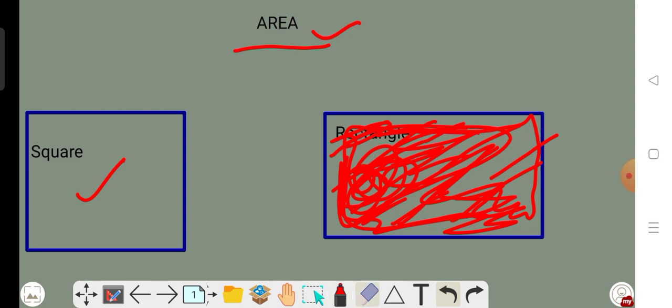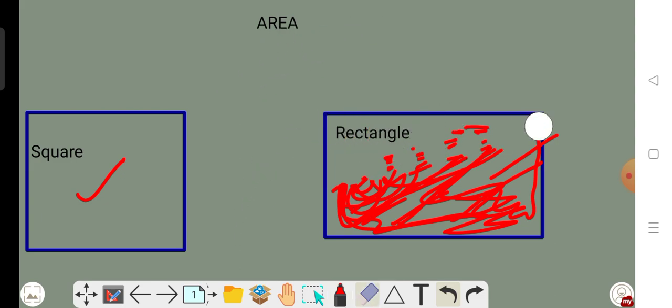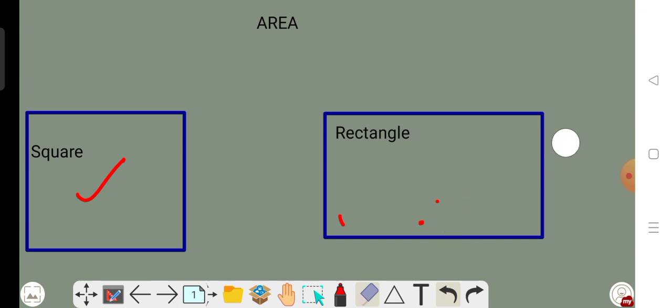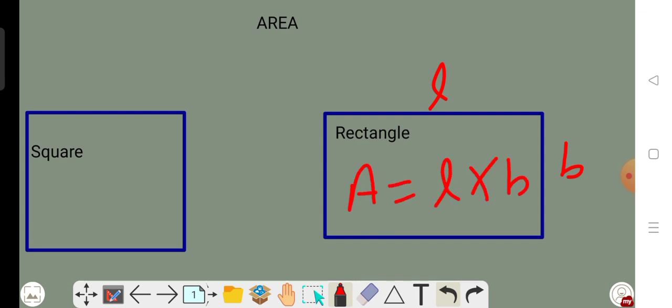Okay. So how can we calculate the area of different shapes, beta? As you are able to see in the figure, one is your square and another is your rectangle. As you all know, a rectangle has a length and another side is breadth. So area of a rectangle is equal to the multiplication of length and breadth. Okay. So this is the formula for calculation of the area of a rectangle. And as you know, a square is also a rectangle, but the condition is that all sides of the square are the same.